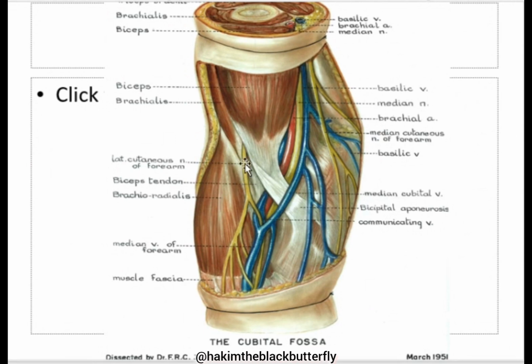You can see the nerves and blood vessels. This is the radial nerve. You can see the tendon of biceps brachii. You can see the brachial artery and the median nerve. They are passing below the bicipital aponeurosis. So the bicipital aponeurosis, the skin and the subcutaneous fat form the roof of the cubital fossa.